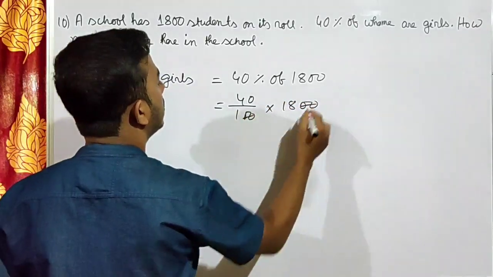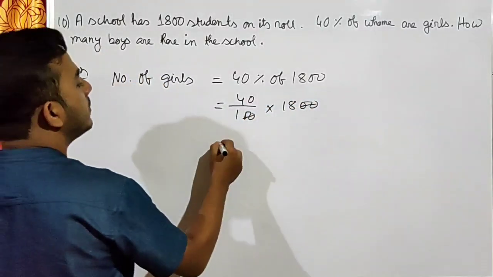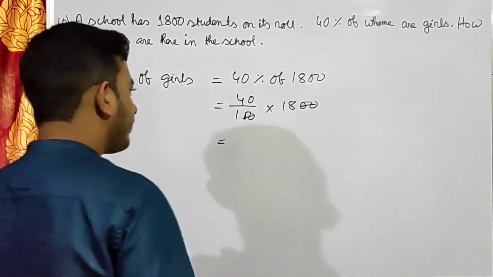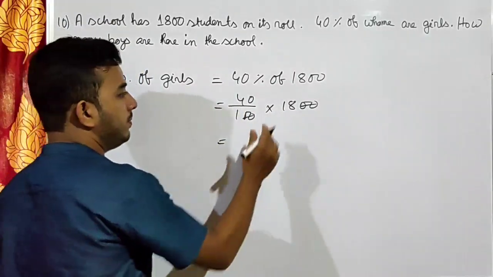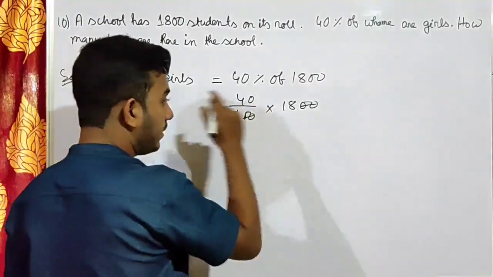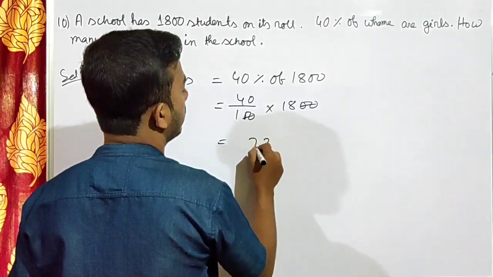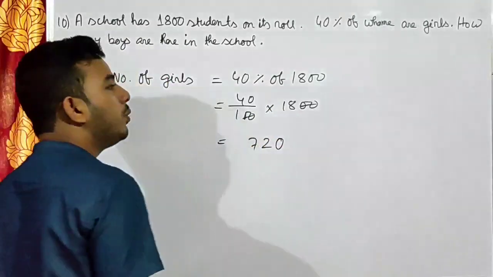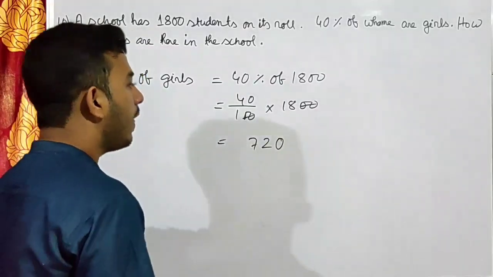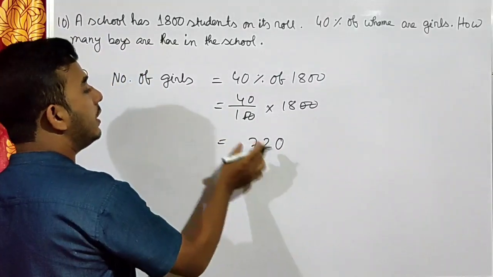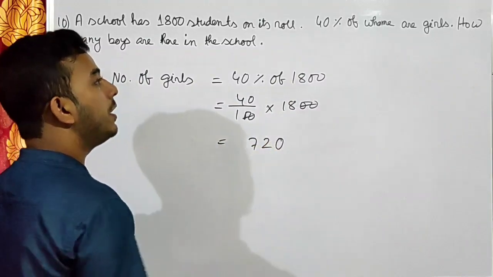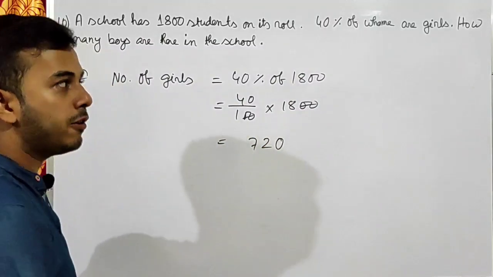Now, 18 into 4 is how much? 18 into 4, that is 72, so 720. Okay, 720, that is the number of girls is how much? 720. Now we can easily find out number of boys.